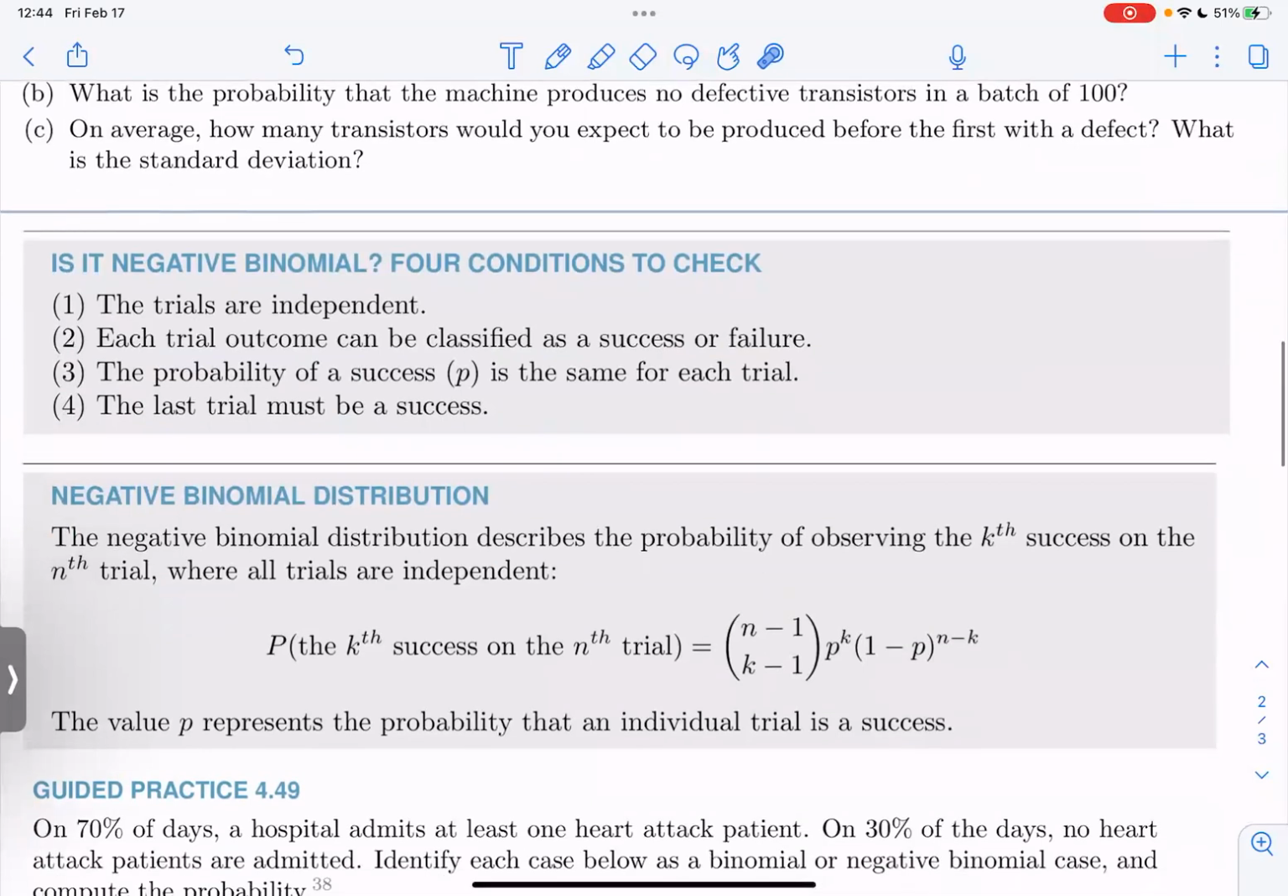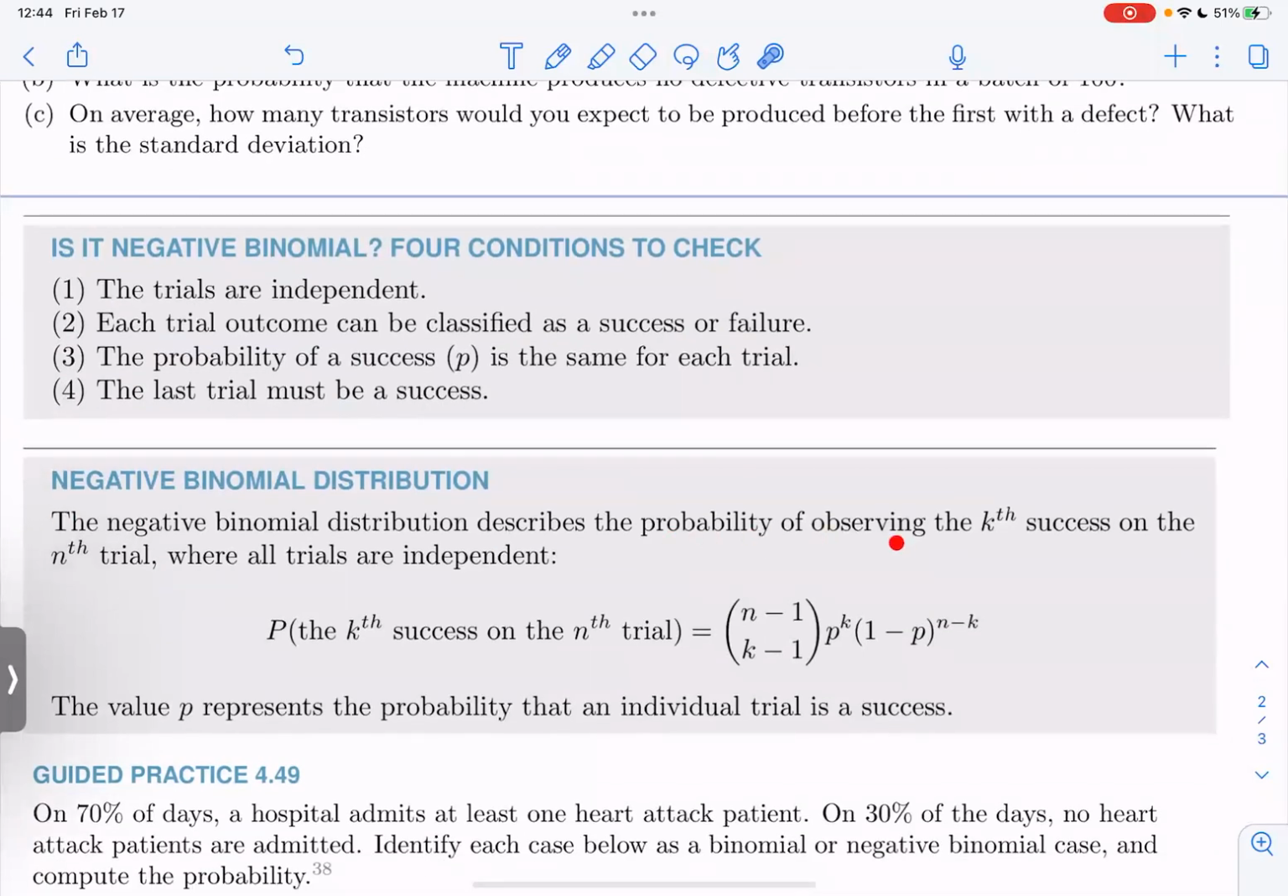Negative binomial is the probability of observing the kth success on the nth trial. It's really just a special case of the geometric, right? And so here I'll highlight that it's the probability of the kth success on the nth trial, the 4th success on my 10th flip, right? So you can find that probability.